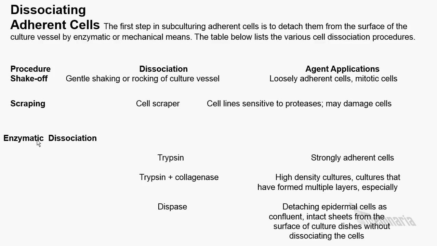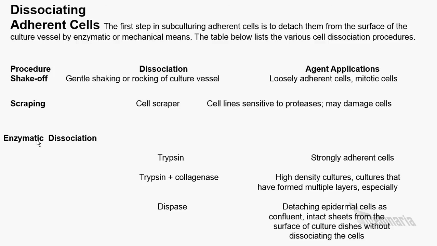Now, how are you going to dissociate your adherent cells? Otherwise, you are not able to do subculture. The first step in subculturing adherent cells is to detach them from the surface of the culture vessel by enzymatic or mechanical means. Here you can see in this table some methods. One is shake off, when you gently shake or rock the culture vessel. You can use this method for loosely adherent cells or mitotic cells.